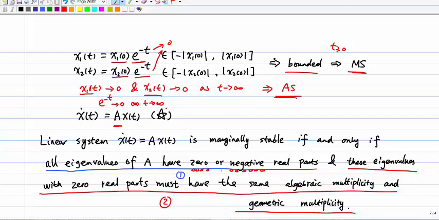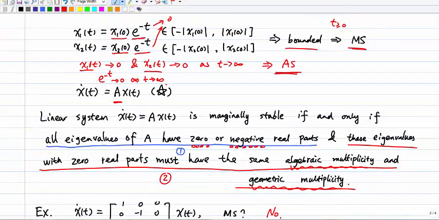The second condition is that these eigenvalues with 0 real parts must have the same algebraic multiplicity and geometric multiplicity. I'll talk about the definition of these two multiplicities later on when I give an example of what that really means. I just need to remember the two conditions to guarantee a linear time invariant system is marginally stable. First one, the eigenvalues of A must have 0 or negative real parts. The second one, the eigenvalues with 0 real parts must have the same algebraic multiplicity and geometric multiplicity.